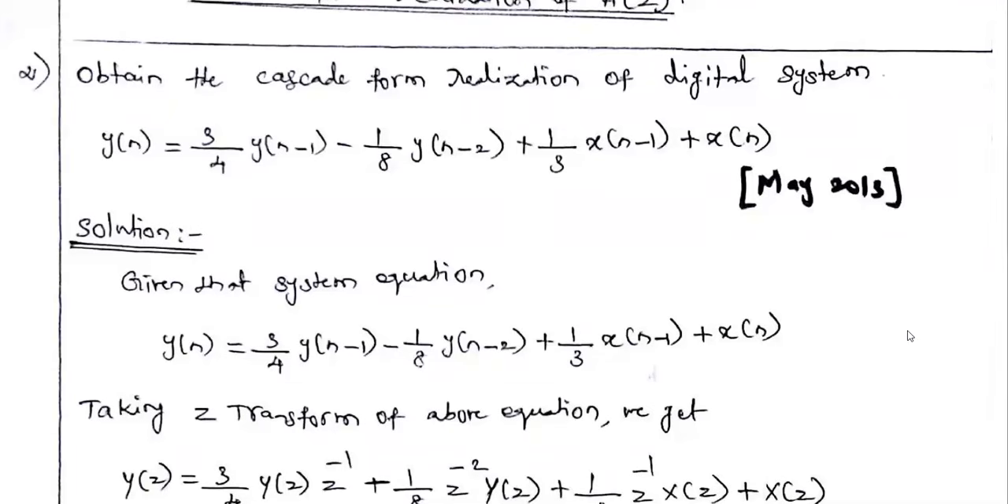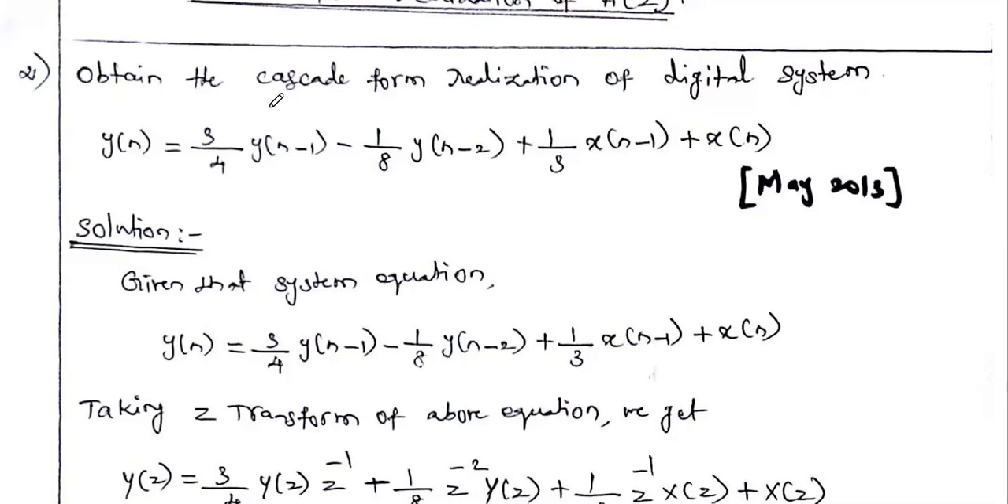Welcome students. Today we are going to discuss one more realization problem, the cascade form realization of the IIR system. Already we discussed one video. Previously I posted two videos. One is the general realization we discussed. Then one problem was discussed, where for the same problem we realized the system in direct form 1, direct form 2 and cascade form. So now we are going to see the second question.